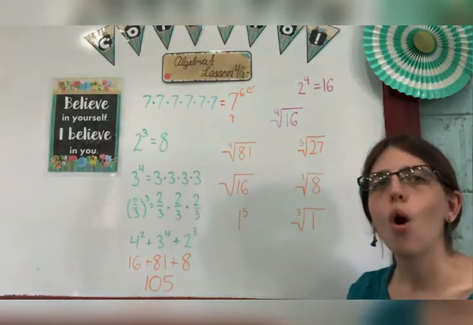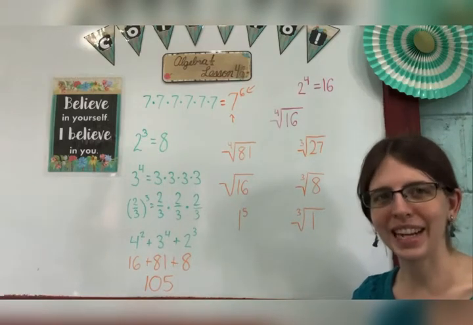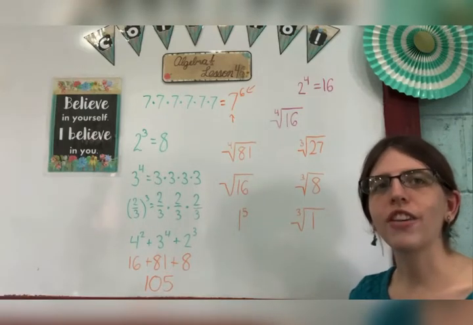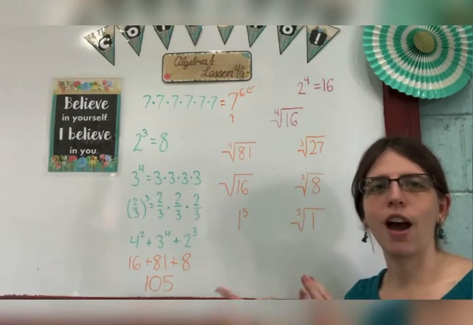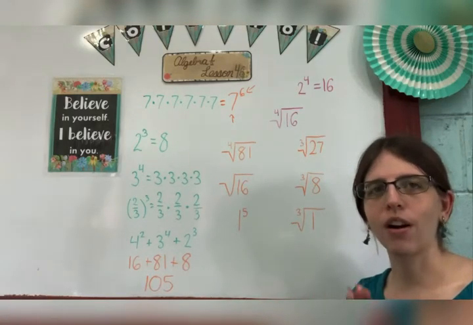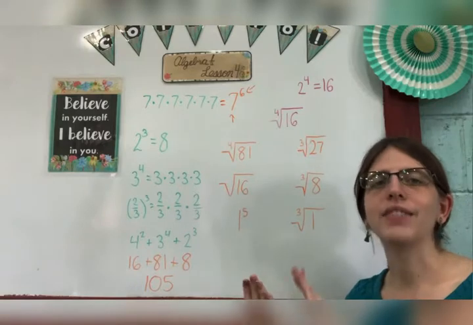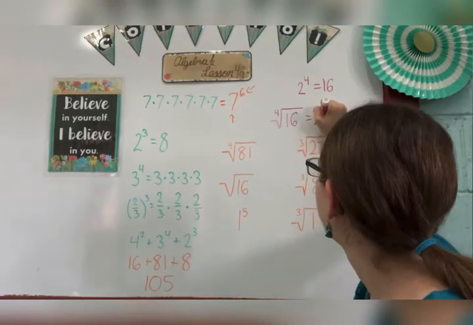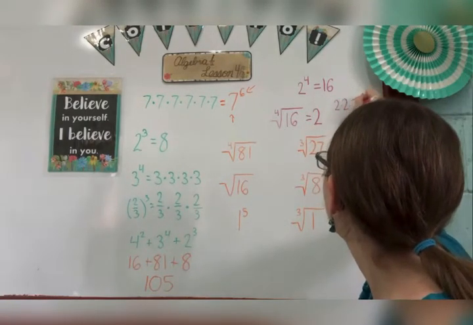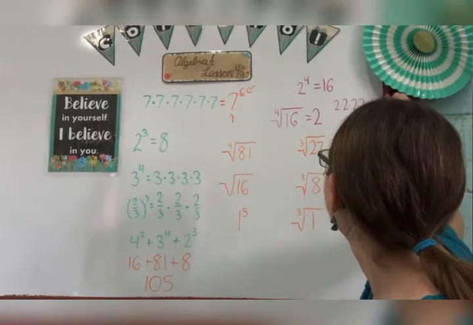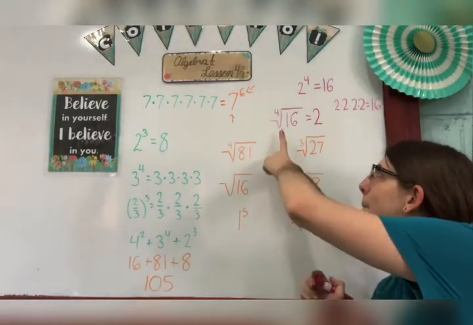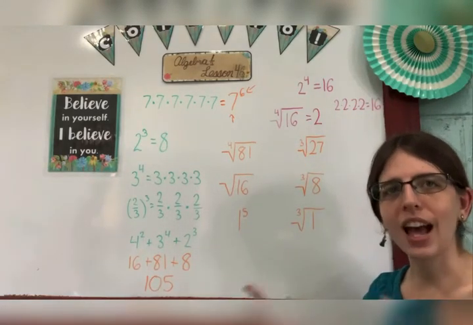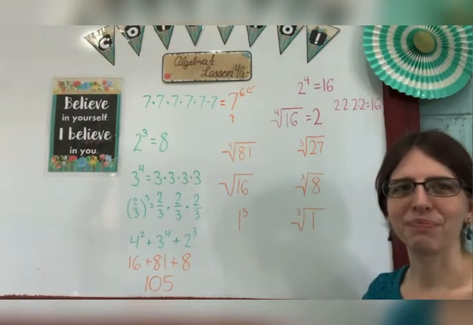Let me say that again. What is the 4th root of 16? So the opposite of exponents are roots. Roots are the opposite of exponents. So since I had 2 to the 4th power, I want to find the 4th root of 16. And the 4th root of 16 is 2, because 2 times 2 times 2 times 2 equals 16. So I can see by this notation that I am looking for the number that when I multiply it by itself 4 times, is going to give me 16. Okay?